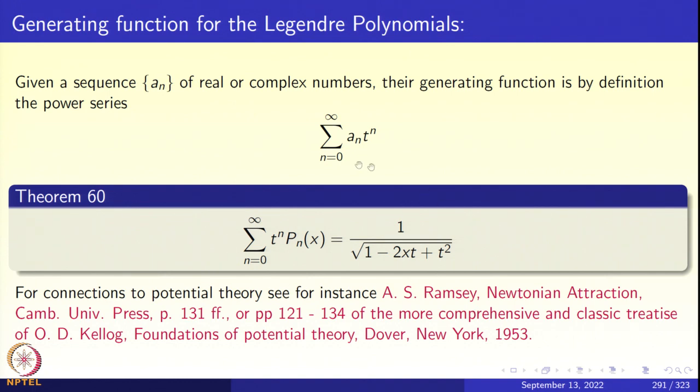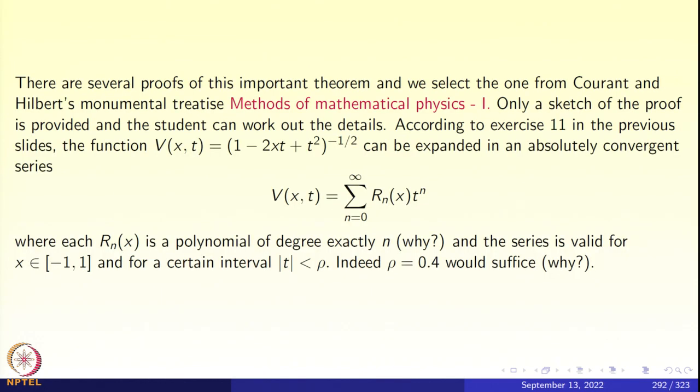So we want to prove this Theorem 60. So let's complete the proof of this. Remember, this must be compared with the generating function for the sequence of Bessel functions. There are several proofs of this important theorem, and we select the one from Courant and Hilbert's monumental treatise, Methods of Mathematical Physics, Volume 1. Only a sketch of proof will be provided. The details can be worked out easily. Some details will be slightly cumbersome, an integral computation for instance, but you can do it.